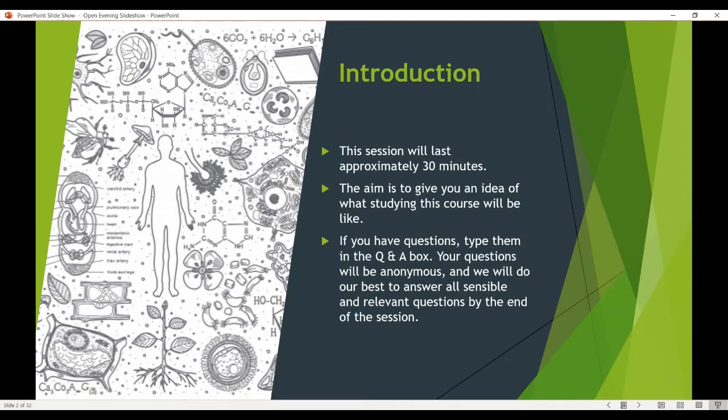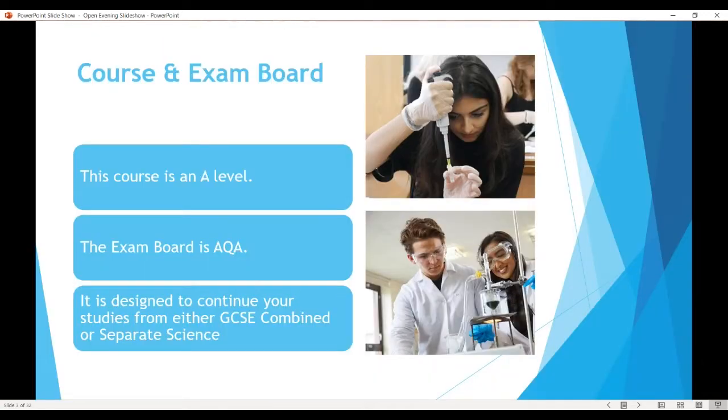Okay, so the A-level course is run by the exam board AQA, which many of you will be doing your GCSEs with. We just offer the A-level course, so there's no opportunity to do the AS course. The A-level course is designed to continue your studies from GCSE, either combined science or separate sciences. So you certainly shouldn't worry if you're only studying the combined science at the moment. There's no bar to you doing A-level biology.